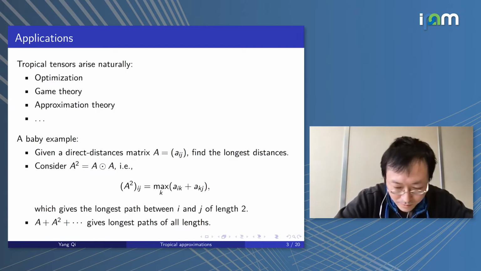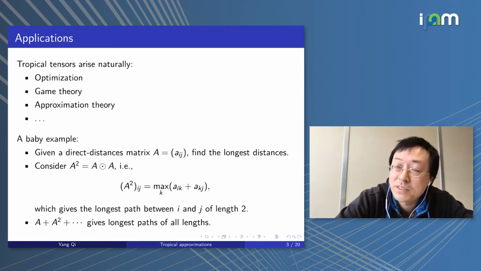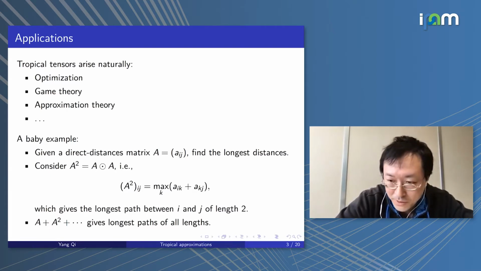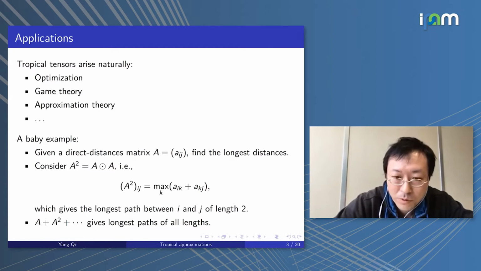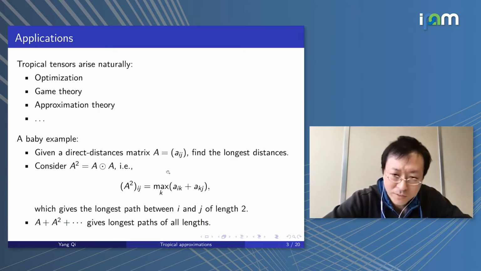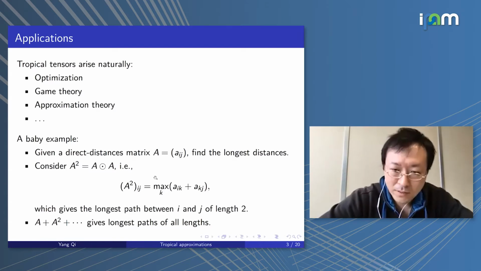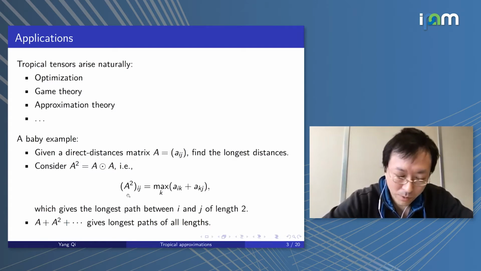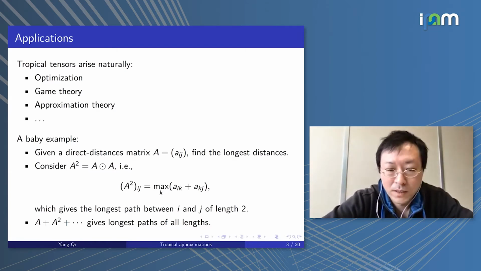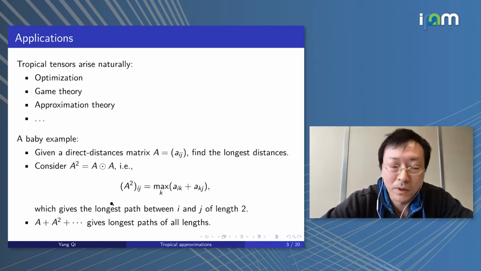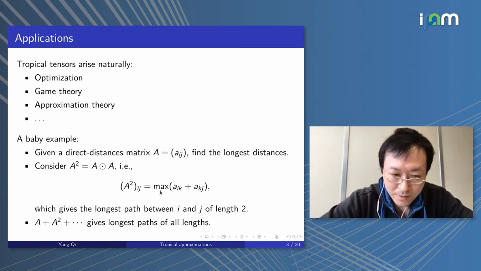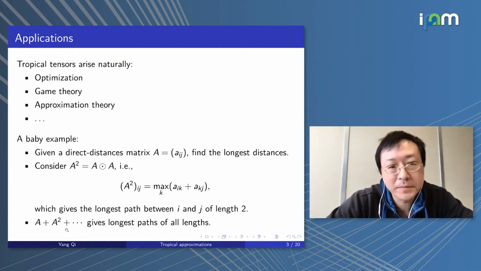We can also make a connection, let's say at Beijing: from Paris to Beijing is maybe a 10 hour flight, plus the distance from Beijing to LA, maybe 12 hours. So we just take the maximum of these distances. This value is exactly the ij entry of A squared. So if we want to find all the longest paths allowing any number of connections, we just sum all the powers of A together.